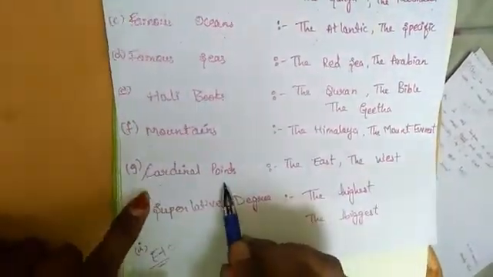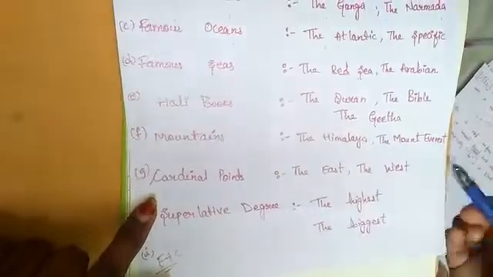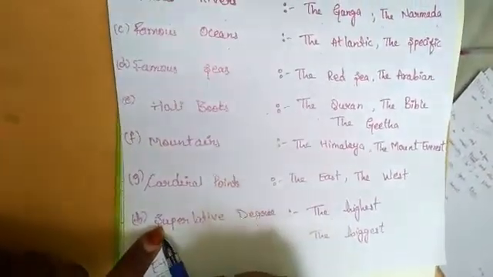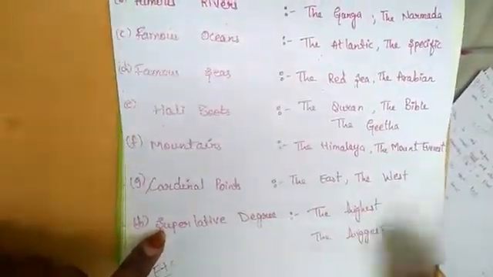Also we have to use the before the cardinal points, the east, the west, the north, the south, and also before the superlative degree, the highest, the biggest, etc.